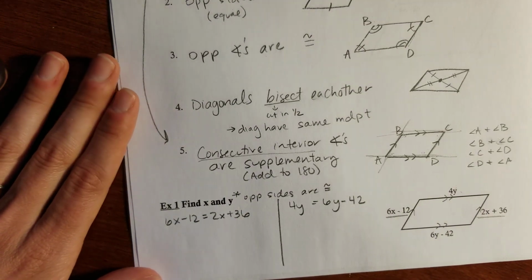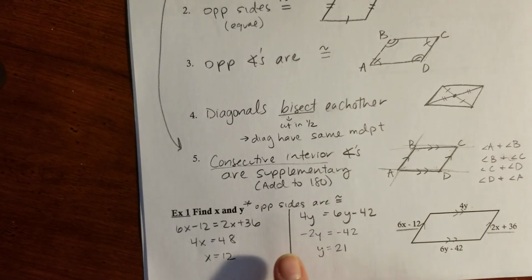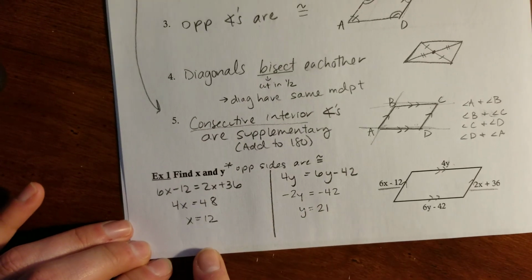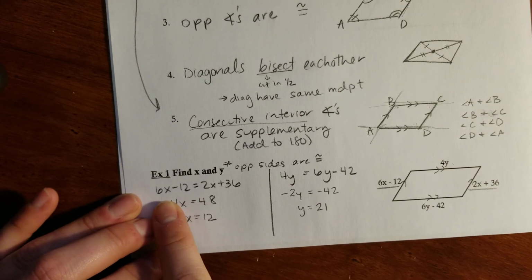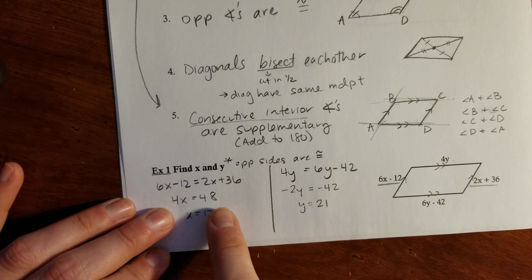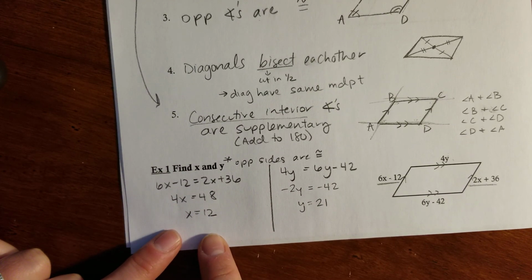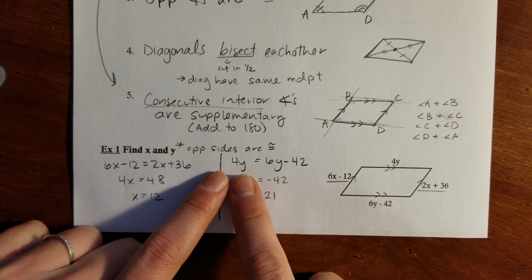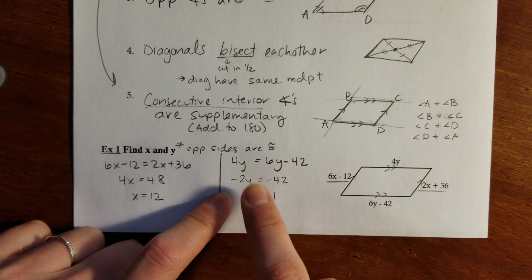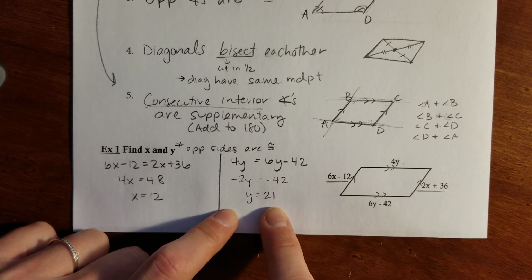All right, so pause the video and solve these two equations. All right, so you can see that I just did that work. It probably magically appeared on your screen. So I subtracted 2x from both sides and added 12 to both sides to get 4x equals 48, divided both sides by 4 and got 12. And then on this side, I subtracted 6y from both sides to get negative 2y equals negative 42, and then divided both sides by negative 2 and got 21.